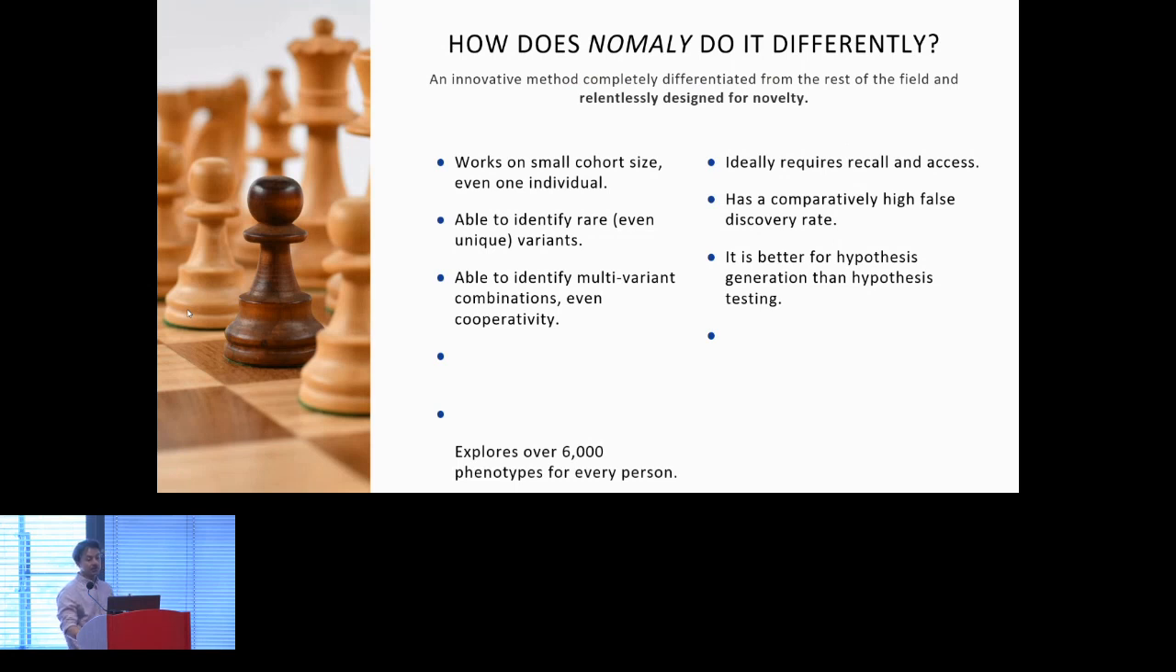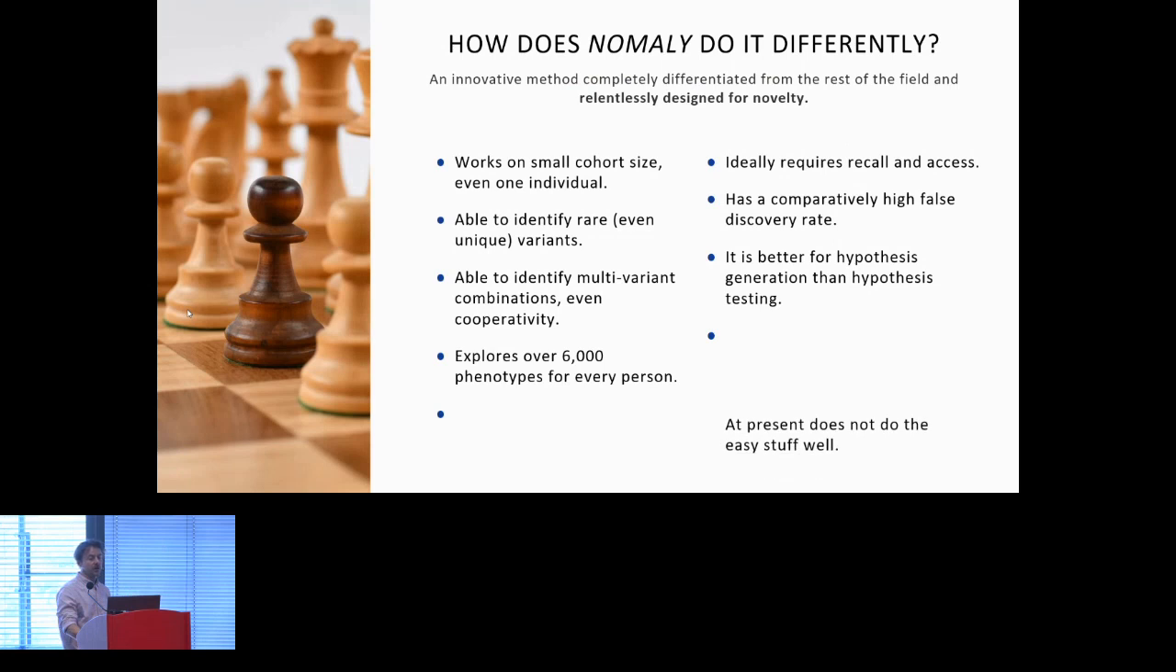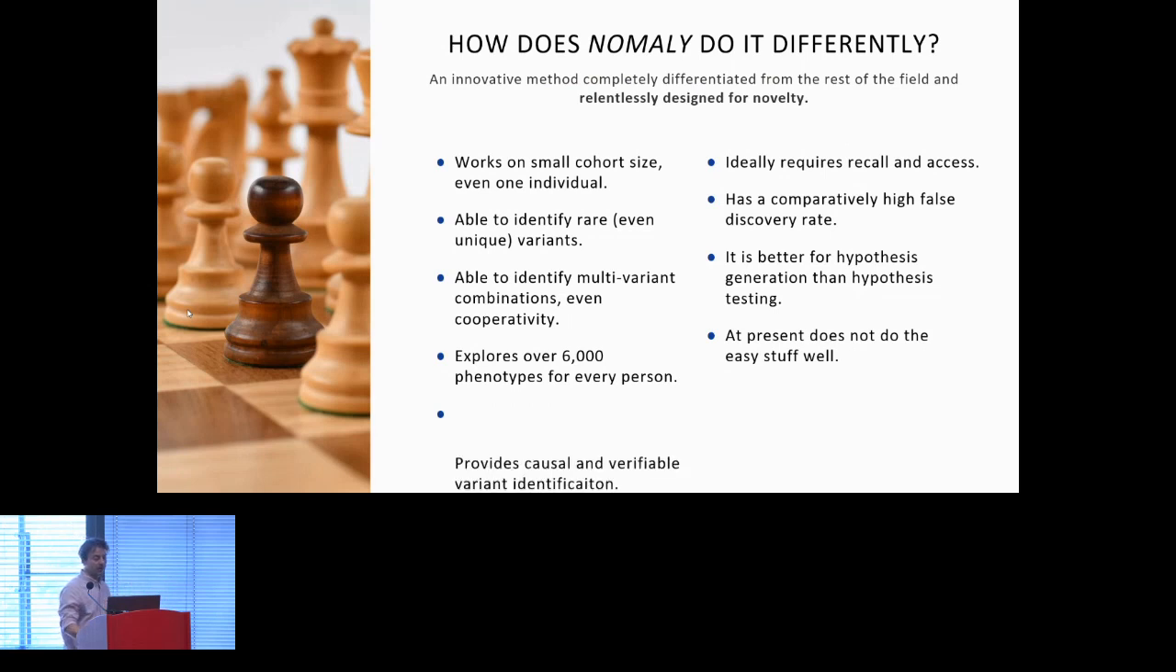It explores 6,000 to 20,000 different biomedical ontology terms. We haven't done any of the obvious stuff. It doesn't do trios. It doesn't take into account gender, ethnicity, age, or any of that. But the main thing is it does provide causal and verifiable biological mechanisms.